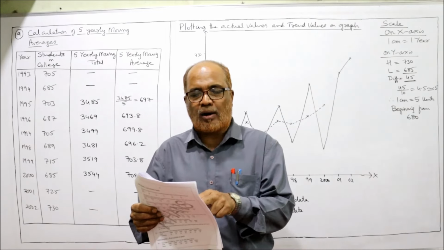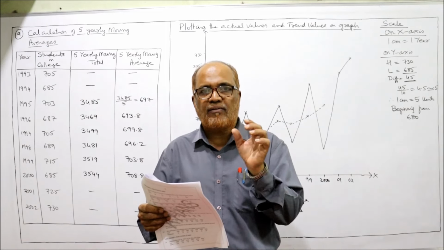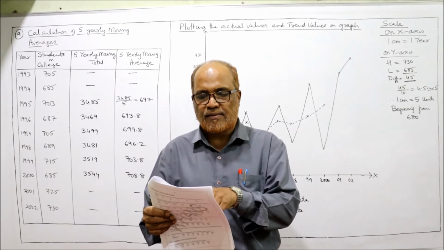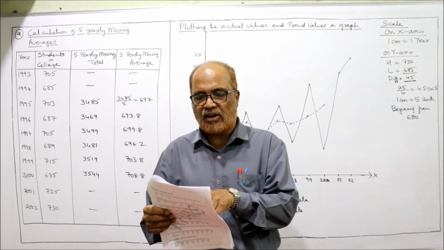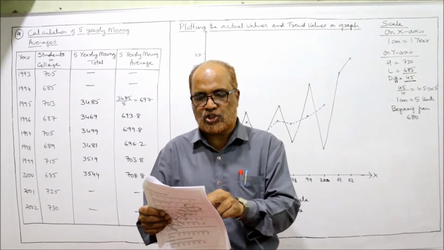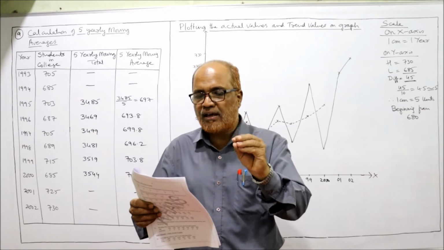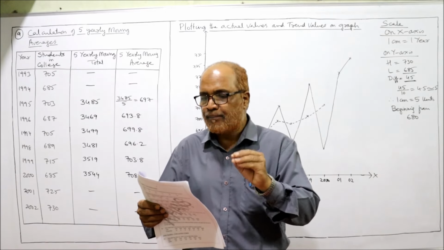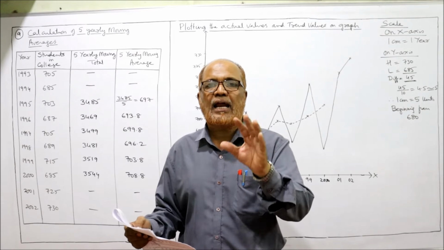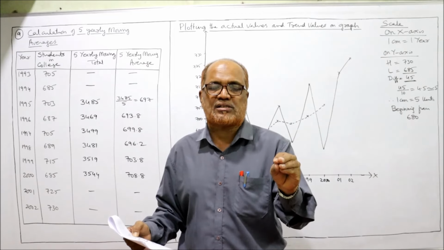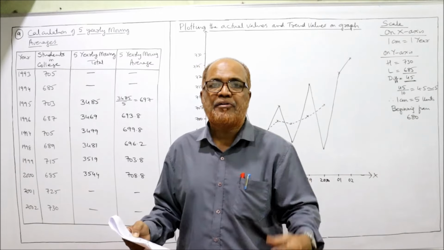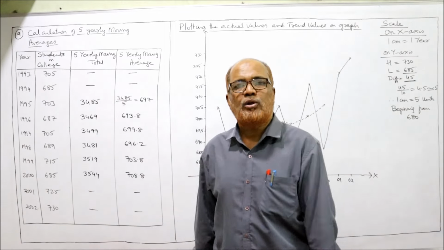And students in college. The number of students in a college is given for every year. 1993, 705 students. 1994, 685, 703, 687. Like that, the number of students is given for every year in a college. Calculate the 5 yearly moving average of the above data and plot them on the graph. So it is asking you to calculate 5 yearly moving averages and then plot the data on the graph paper showing the actual data and trend values. Exactly similar to the previous problem.